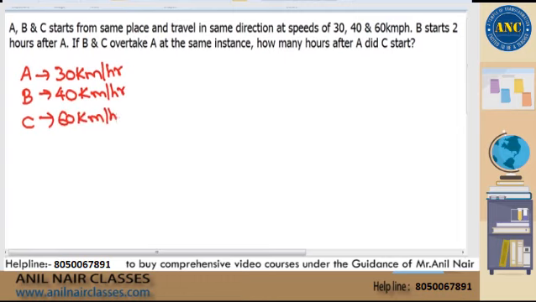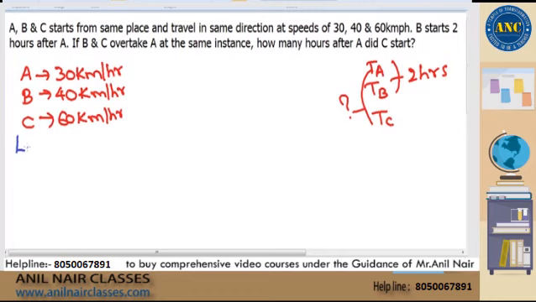Second statement says B starts 2 hours after A. That means the time difference between A and B is given as 2 hours. They are asking you how many hours after A did C start. The time difference between A and C they are asking in this question. Now see here. We already discussed AM and HM concept. That is one method. The other way of solving.